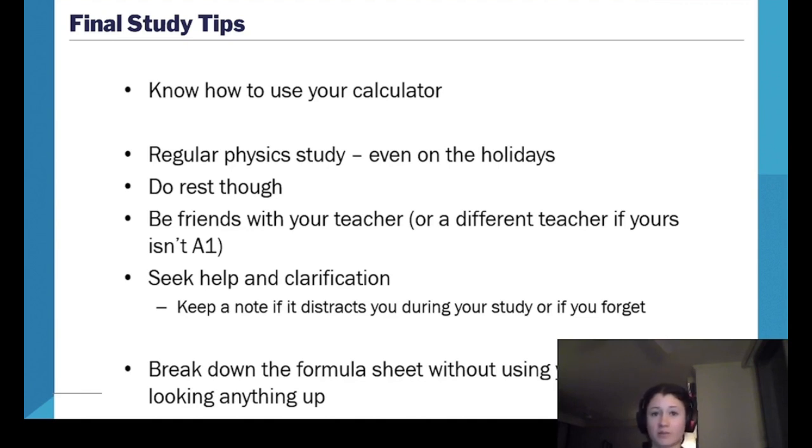Seek help and clarification, ask other people in your class, ask your teacher. Keep a note if it distracts you during your study or if you forget. And then break down the formula sheet without using your notes or looking anything up. That's especially helpful for the electromagnetism topic because you have so many formulas. It's really easy to forget which formula is for which thing. What's for a solenoid? What's for a straight wire? What's just for a particle? So break it down without using any notes, because obviously when you get your formula sheet in your exam, it's going to be brand new. Nothing written on it.